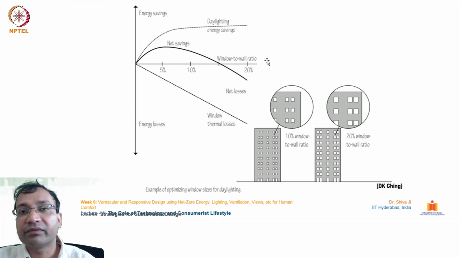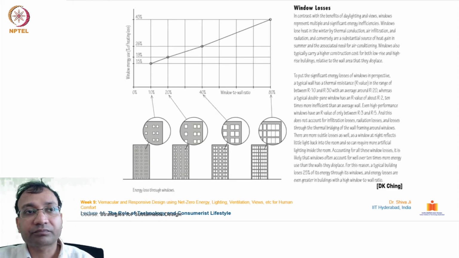On this x-axis, this is the window to wall ratio: 5, 10, 15 and 20%. So the daylighting, how much energy saving goes, and window thermal losses, all three of these things are plotted over here on the scale of energy savings or energy losses. On the saving part, when we are going for 10%, there is a usual saving over here. If we go lesser than that, then in this area the daylighting saving and the net saving are relatively much lower. So we can plan these WWR ratios to increase the daylight efficiency in our buildings.